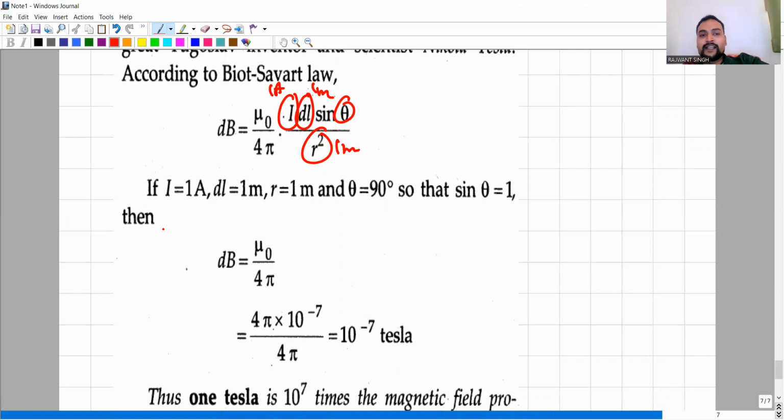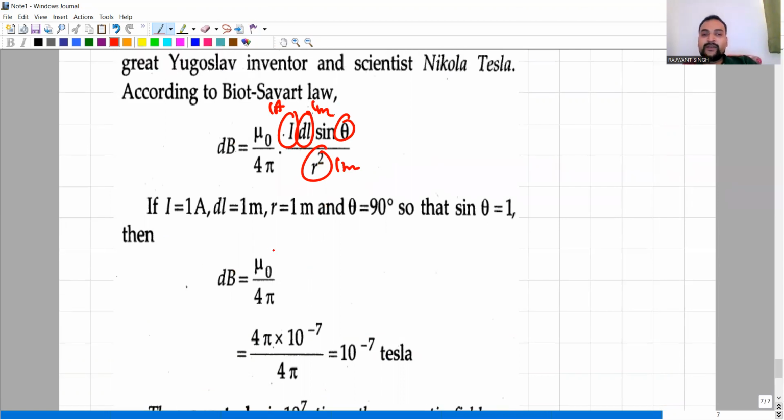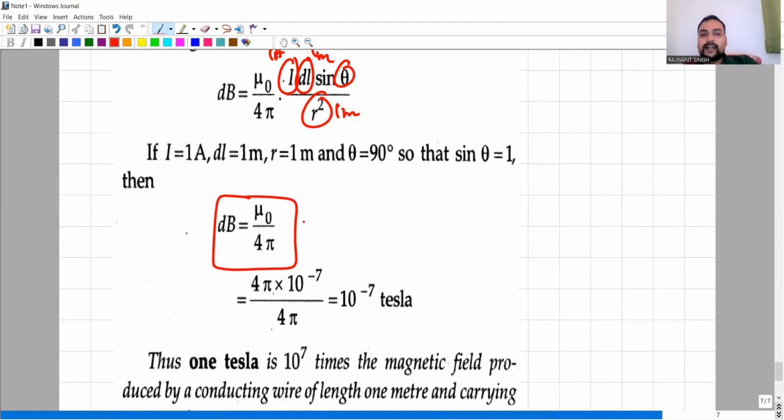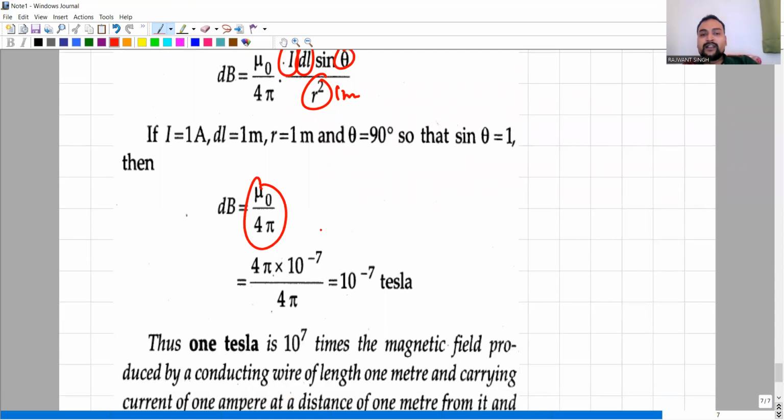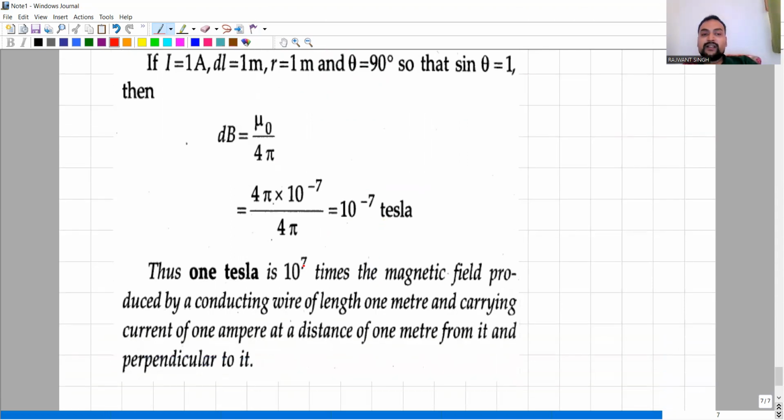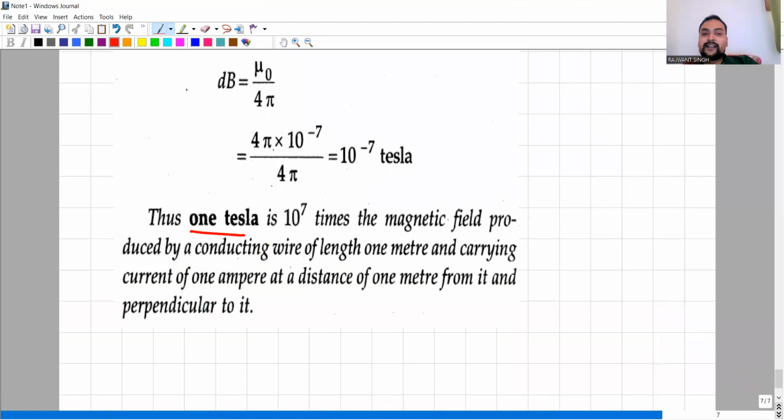then you will find that dB is equal to mu naught by 4 pi, and mu naught by 4 pi has a value of how much? It has a value of 10 raised to minus 7 Tesla. That means the magnetic field produced by a conducting wire of 1 meter length carrying a current of 1 ampere, at a distance of 1 meter from it, is 10 raised to minus 7 Tesla.